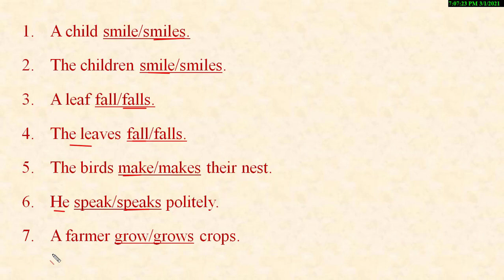The next sentence here is: a farmer grow crops or a farmer grows crops. You can see a farmer means only one farmer is there. The subject is singular, so we should use the singular verb. And which one is the singular verb here? The one with which we have added s. So, grows. A farmer grows crops.